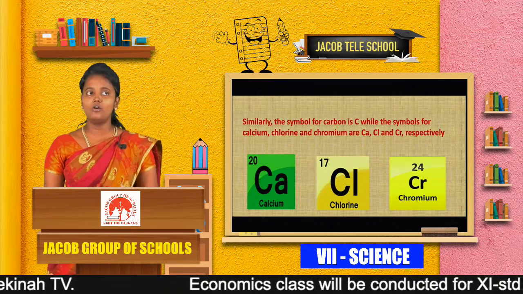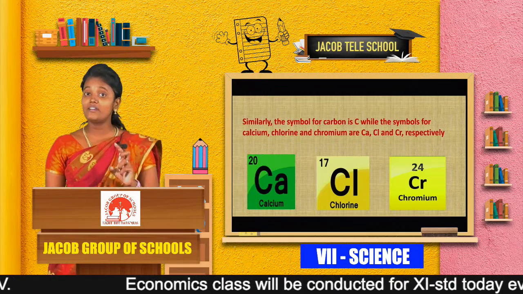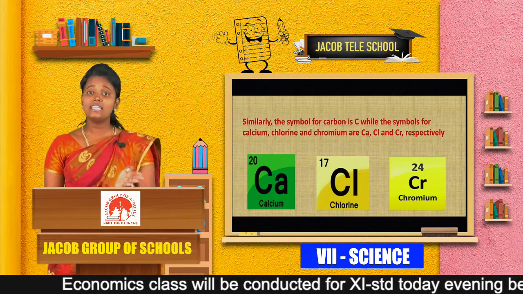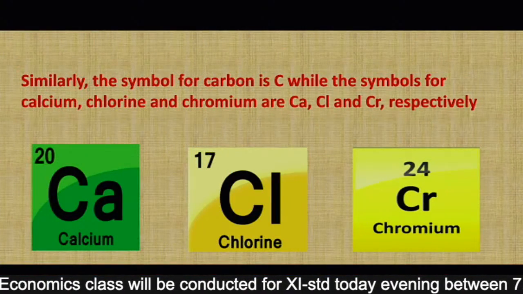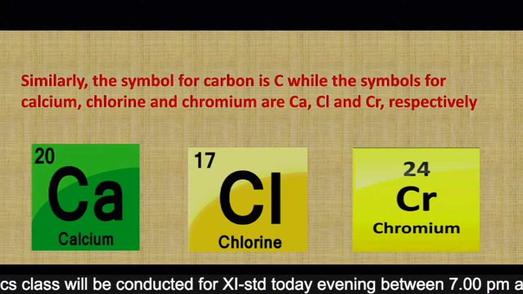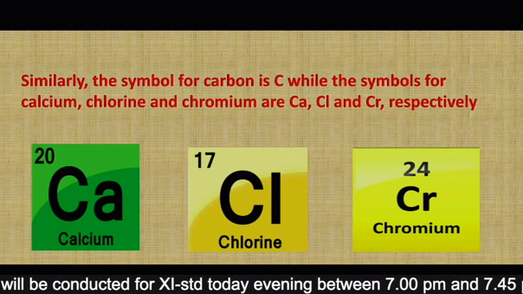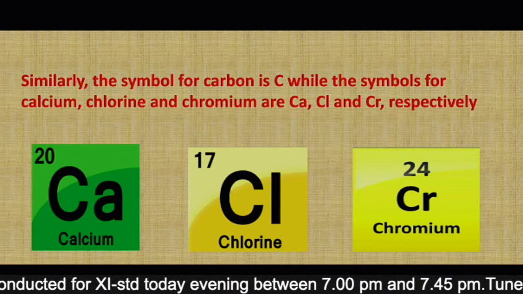Next one is chlorine, and then chromium. These all start with CH. Both start with C and H, so they cut the H and took the next letter. What is the symbol of chlorine? Cl. They cut the H and took Cl. What is the symbol of chromium? Cr. They cut the H and denoted R.